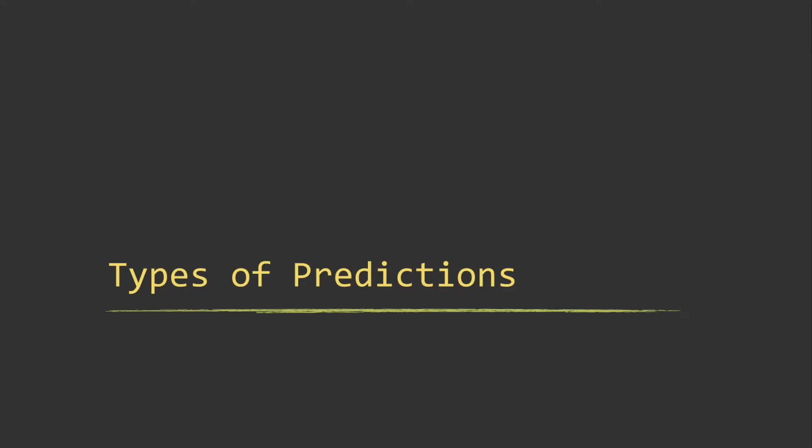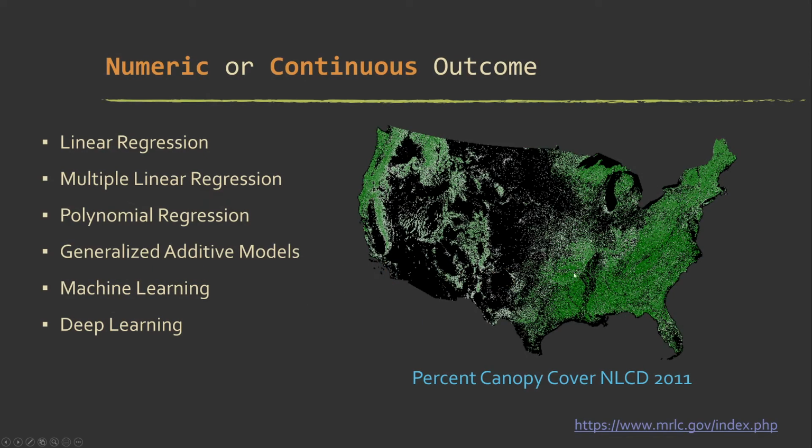So now we're going to look at the broad types of classifications or predictions we can make. Our first group here is going to be numeric or continuous outcomes. So here we're trying to predict a continuous variable, so ratio interval type data. Generally we would think about doing this type of process using linear regression or multiple linear regression or some other type of regression technique like polynomial regression.